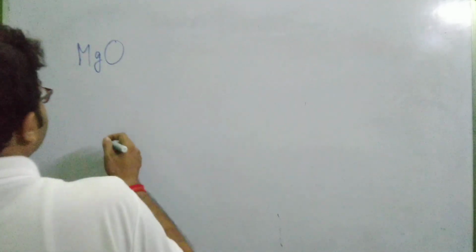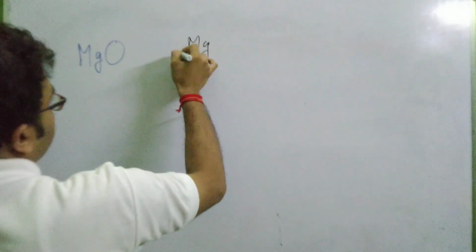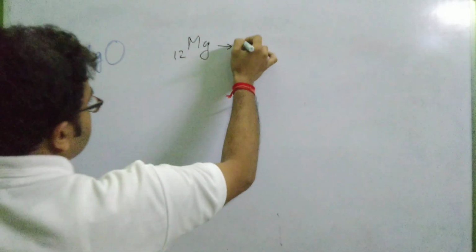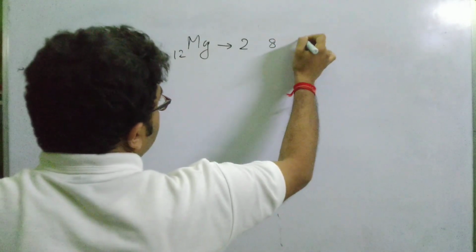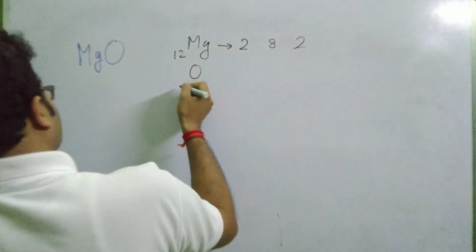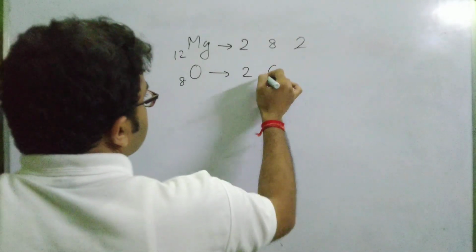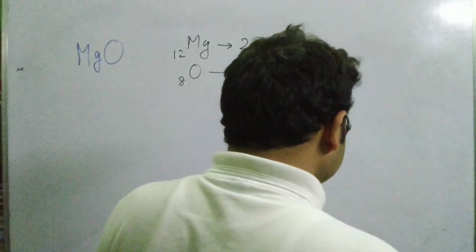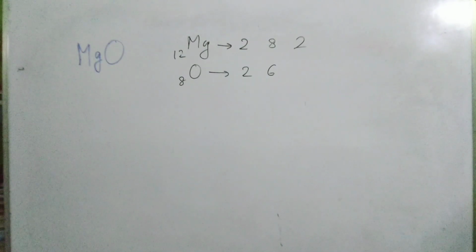Let us see. Magnesium, as you know, has atomic number 12, so its electronic configuration is 2, 8, and then 2. Oxygen has an atomic number of 8, with a configuration of 2 and 6. So magnesium wants to have the configuration of neon, so it must lose 2 electrons, whereas oxygen, in order to attain the configuration of neon, must gain 2 electrons.